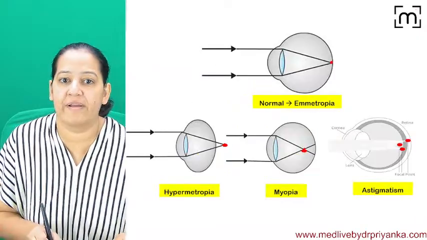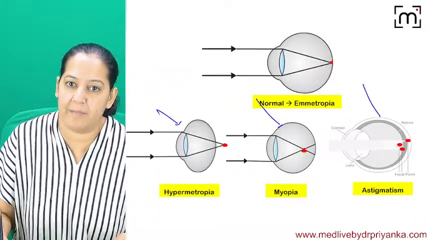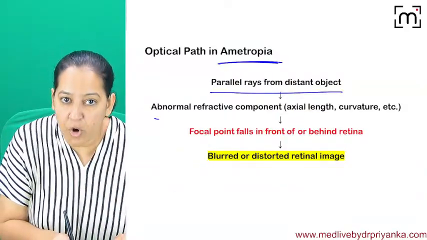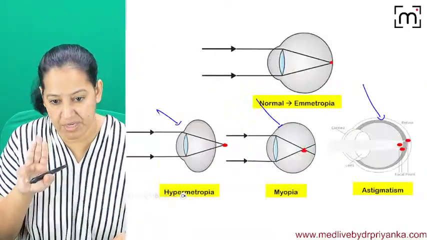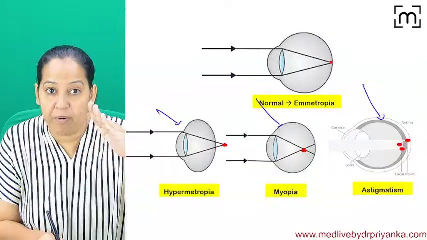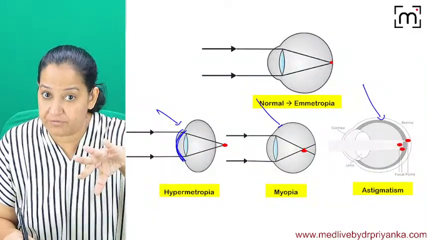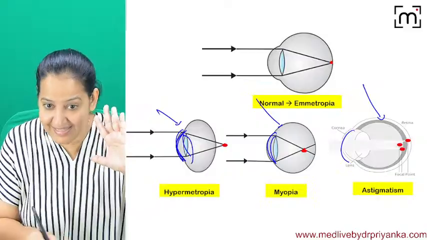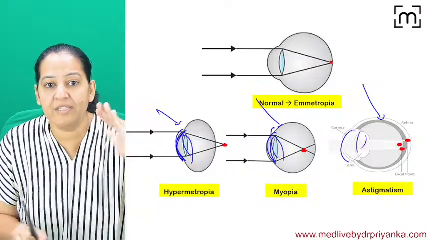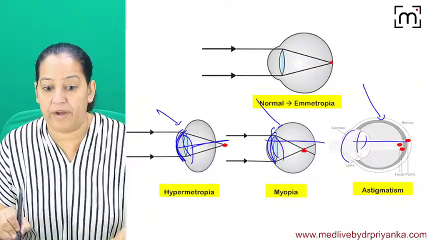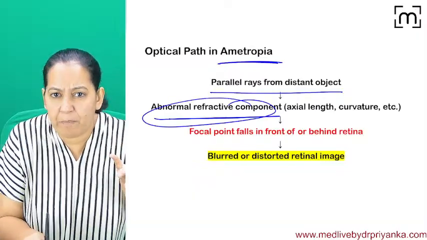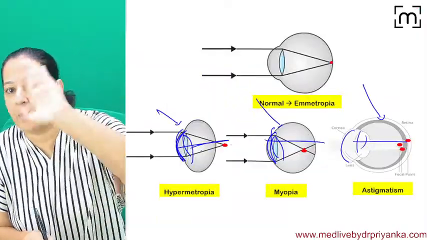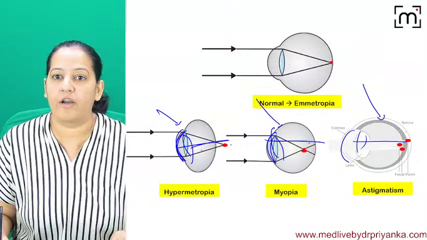Here also parallel rays are coming. Appreciate the lower 3 diagrams. Parallel rays are coming, but because of an abnormal component, what are the 3 components? Either there is some problem in the cornea, the curvature of the cornea or the refractive index of the cornea, or there is some problem in the lens, or there is some problem in the axial length. You know the 3 components. So there is some problem in one or multiple components, because of which the image is formed either beyond the retina, in front of the retina, or in multiple meridians.